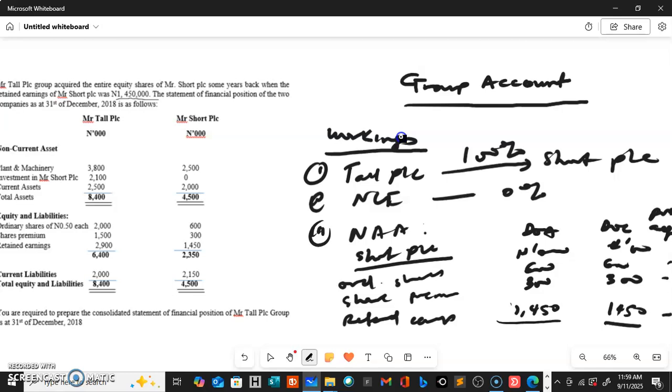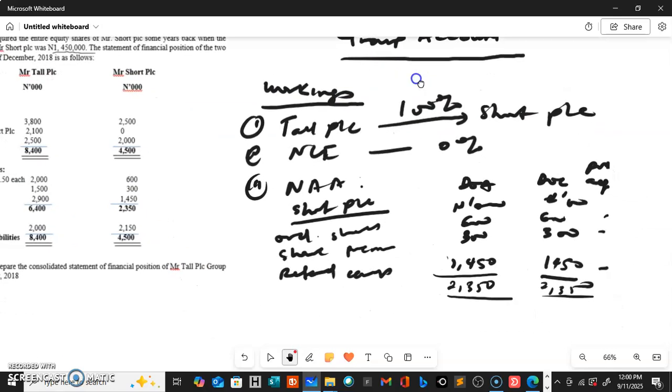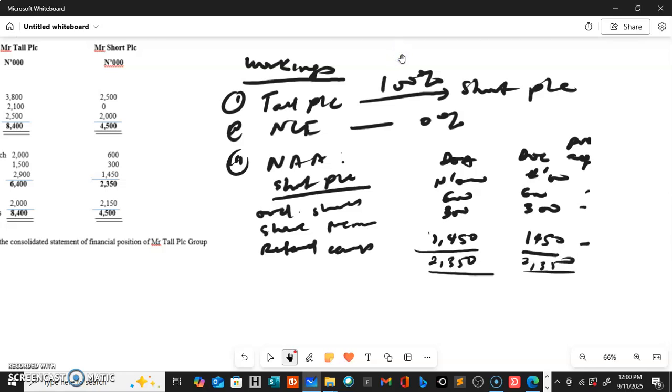So let us add up. 600 plus 300 is 900, plus 1,450. This will give us 2,350. So let's close that. Right now we've been able to determine our net asset acquired, and we don't have any post-acquisition profits or gains on the retained earnings. Let us move on.